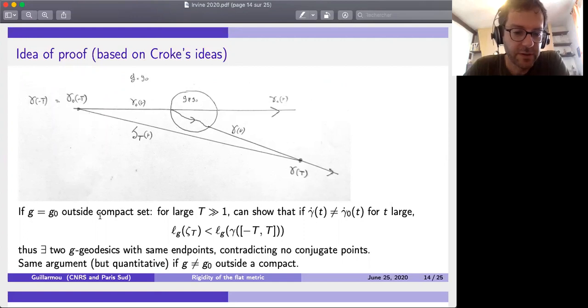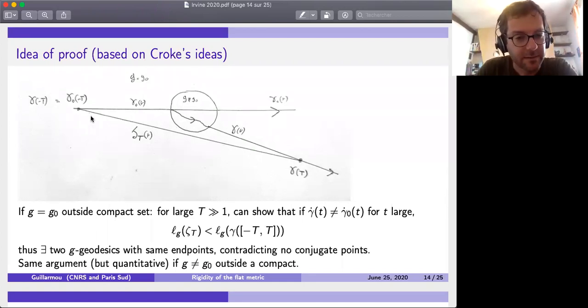So if G is equal to G0 outside the compact set, like on my picture, the idea is to do as follows. You take a very large T, big T, and you look at gamma 0 of minus T, this last point on the left. And then you consider gamma of plus T, which is the one on the right. And you let big T go to infinity.